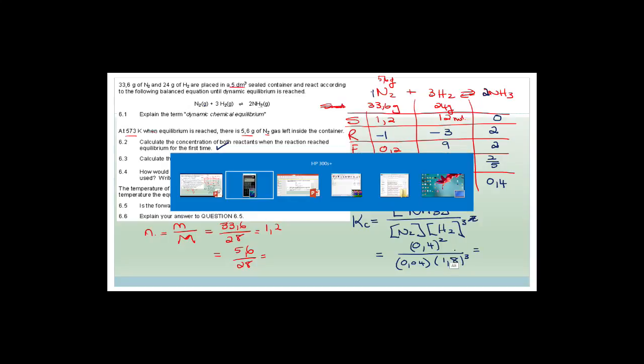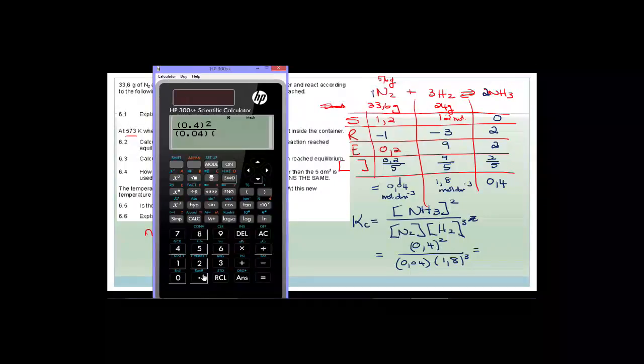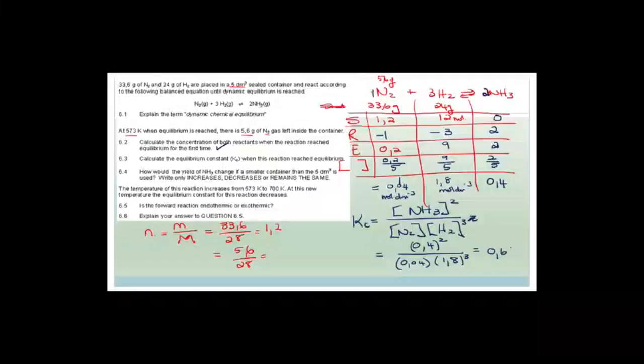And now we need our calculator. So let's get out the calculator. We need a fraction, and we're going to go bracket 0.4 close bracket squared, all over bracket 0.04 bracket, 1.8 bracket to the power of 3, equals, and that's 500/729, which can be written as 0.69. So that's 0.69. There we go.